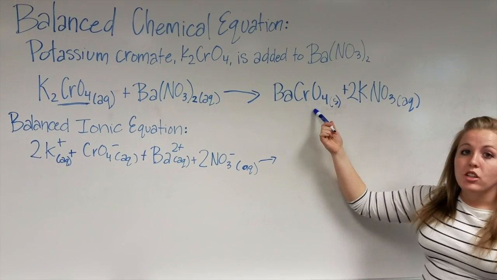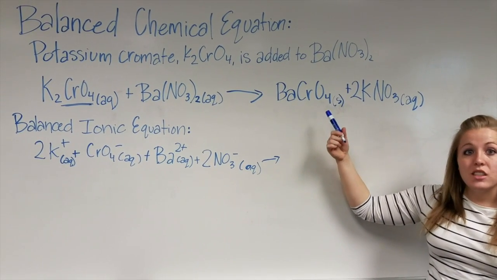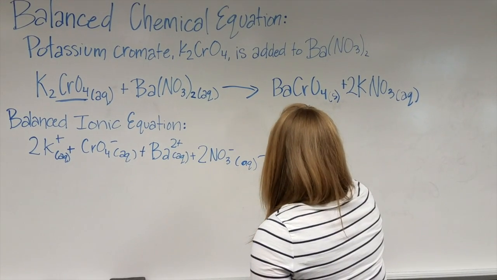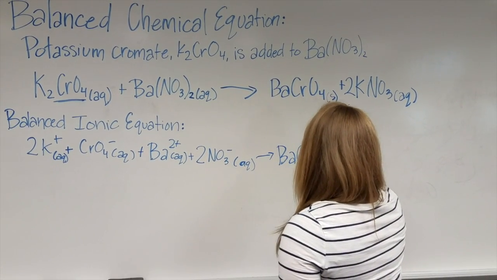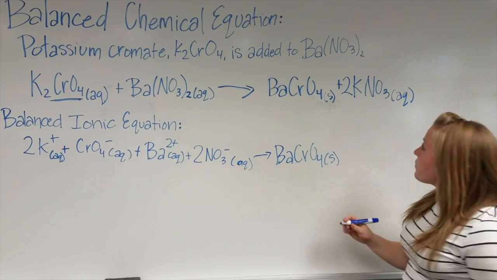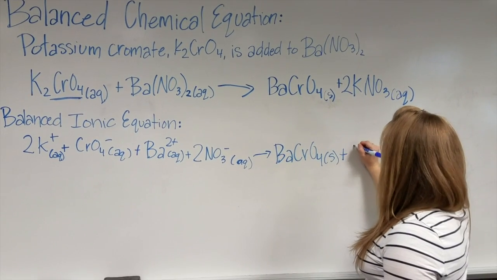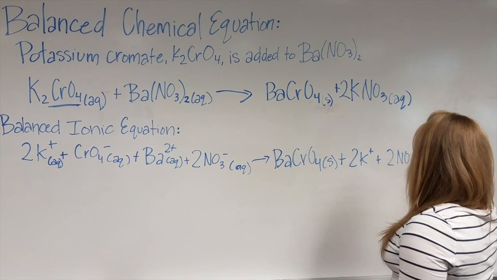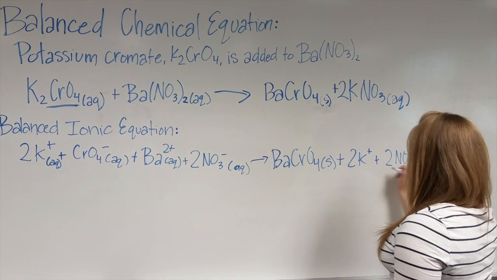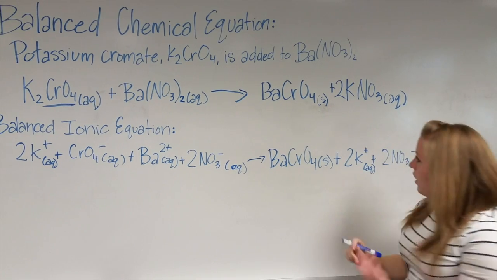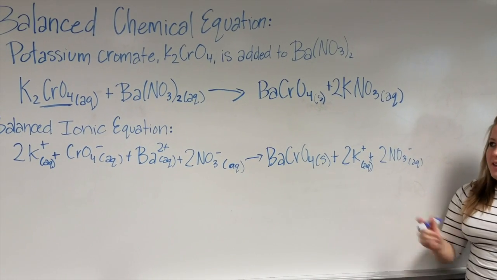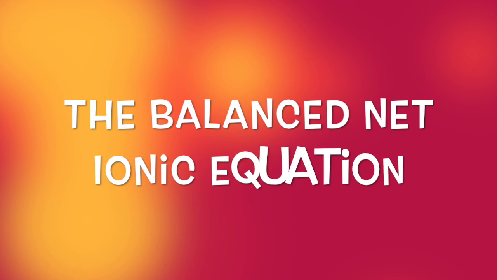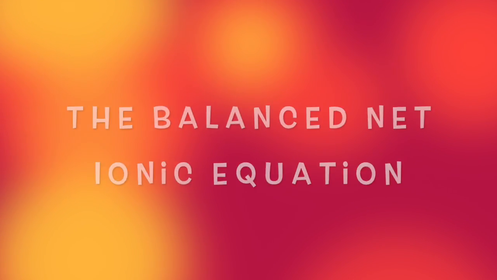Then we can switch over here and write our product side of the equation. Now barium chromate was our solid precipitate that formed. Because it is solid, it will stay together in our balanced ionic equation. It will look just like it does above. Our potassium nitrate, however, will separate into 2K+ and 2NO3-. Write our states here, and there we have it. That is our balanced ionic equation for our equation above.